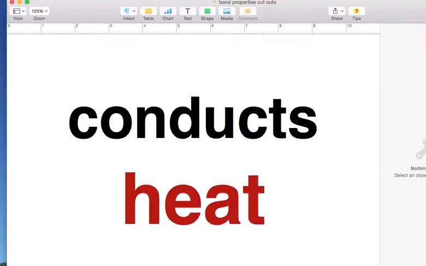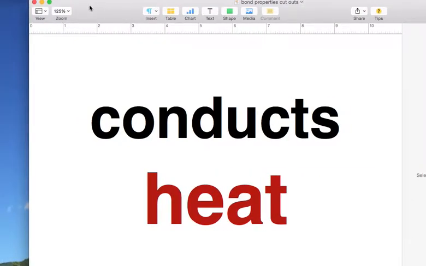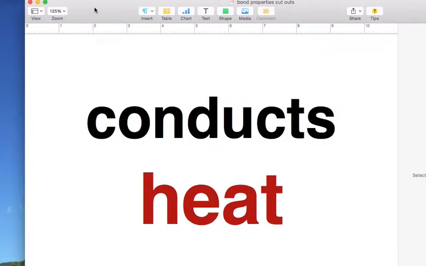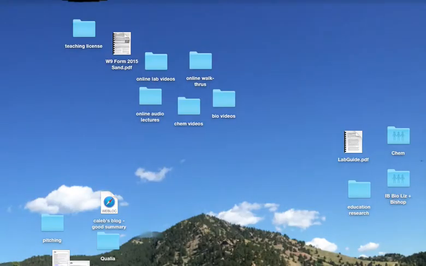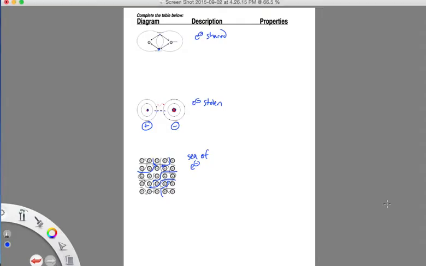The first property here that we want to talk about is conducting heat. So what bond conducts heat? Well, to conduct heat, you need to be able to move. So if you look at these atoms right here, I'll go back to this. If you look at these atoms right here, these are fairly locked in place.